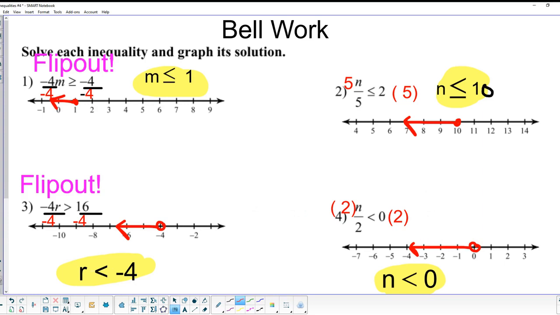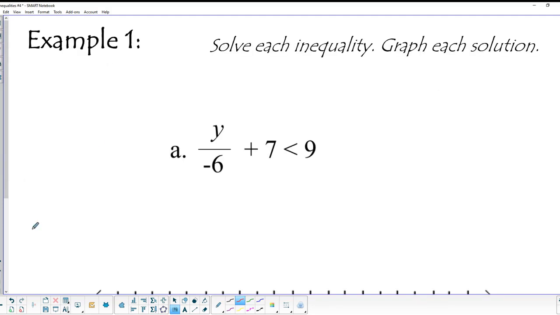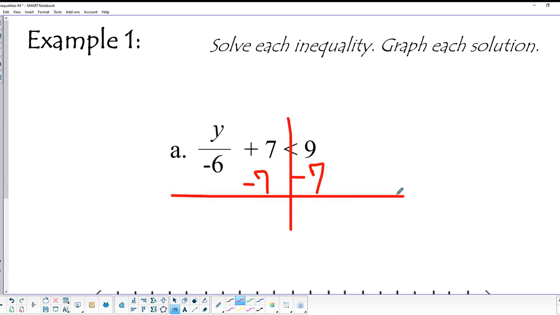That doesn't always happen. Sometimes it goes to the right. So now we're going to be talking about solving two-step inequalities. And here's a really neat video that you should check out to get some more ideas on how to do that. But in the meantime, let's solve each inequality and graph its solution. So in order to solve the inequality, we have to start out by subtracting the 7 from both sides. So in this case, we're undoing the addition or subtraction, if you remember from when we were working with equations.